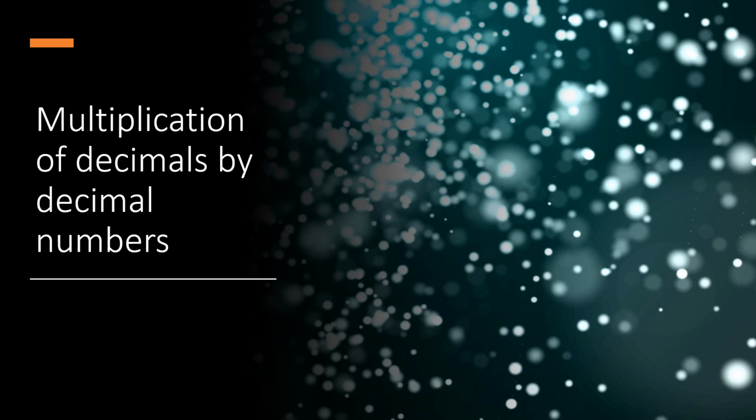Students, in a series of decimals, today's topic is multiplication of decimals by decimal numbers. We have learned how to multiply a decimal number by multiples of 10 and by counting numbers. And today we are going to learn how to multiply decimal numbers by decimal numbers.